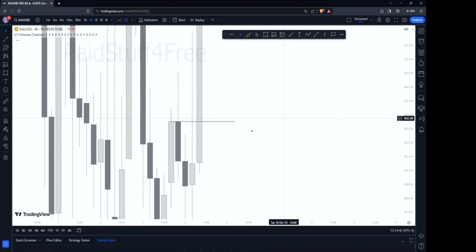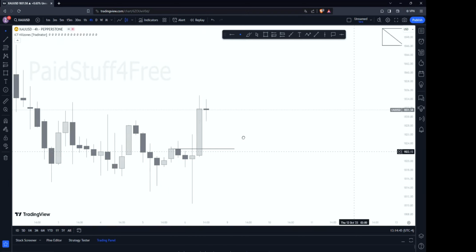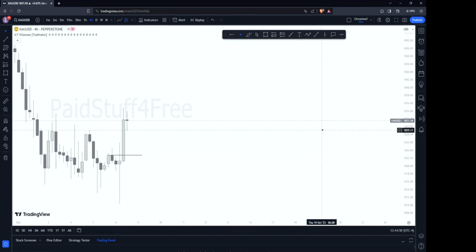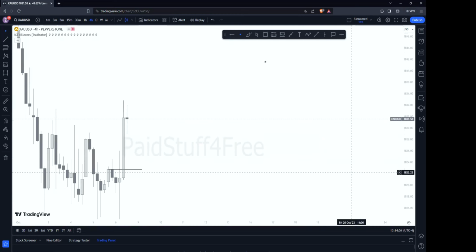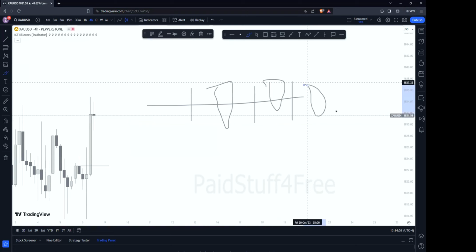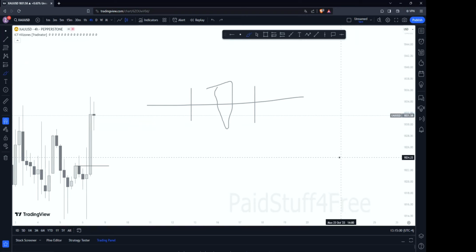So once it breaks it, it makes it fresh again, and another time. Understood? Yes. Teacher? Okay. So for how many times can this happen? For how many times can a level get touched by a wick? Infinite? No. Okay, we have a rule to this, guys.